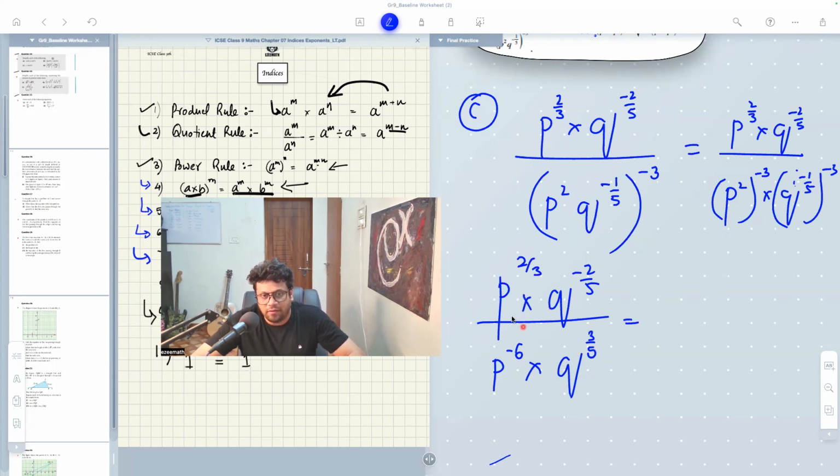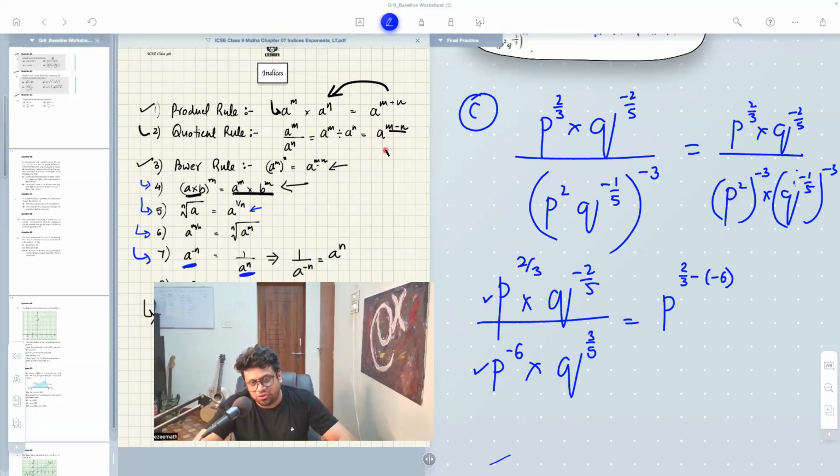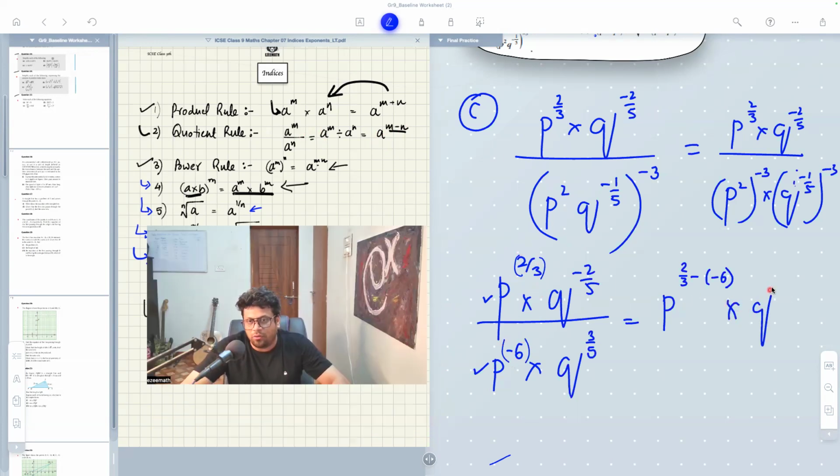Now you're going to get p to the power of 2 by 3. There's a negative 6 down here. Since these two are being divided, 2 by 3 minus of negative 6 is what you're going to get on p. Again, the reason is the quotient rule, m minus n. And then you go negative 2 by 5 minus 3 by 5. Well, that comes out to be 2 by 3 plus 6 into q to the power of minus 5 by 5. That's p to the power of 20 by 3 and q to the power of minus 1.